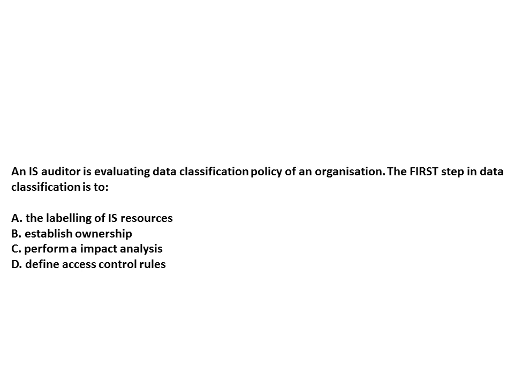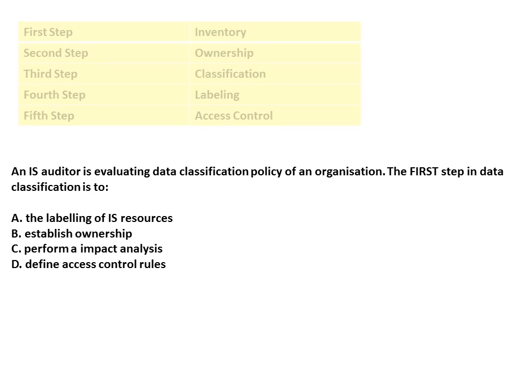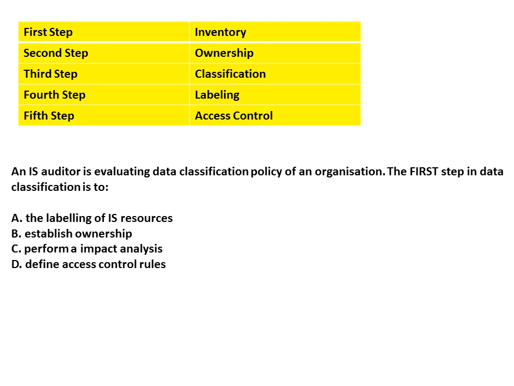One more question. An IS auditor is evaluating the data classification policy of an organization. The first step in data classification is? We already discussed the steps of classification of information assets. First step is inventory, second is ownership, third is classification, fourth is labeling, and fifth is access control. Here, inventory is not in our options. So our answer should be the second step, that is to establish ownership.